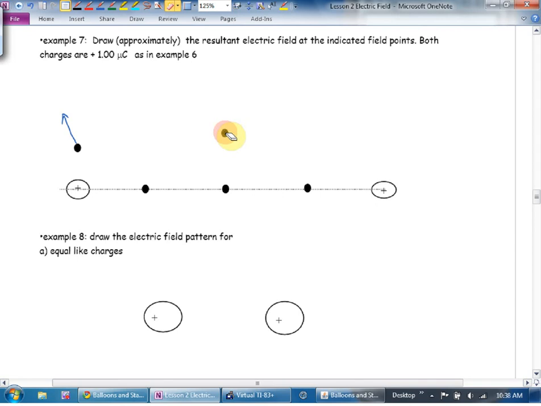What about right above it, right here? I think it's getting pushed this way and it's getting pushed that way. If I add those two together, what do you think the electric field is, Evan? Straight up.